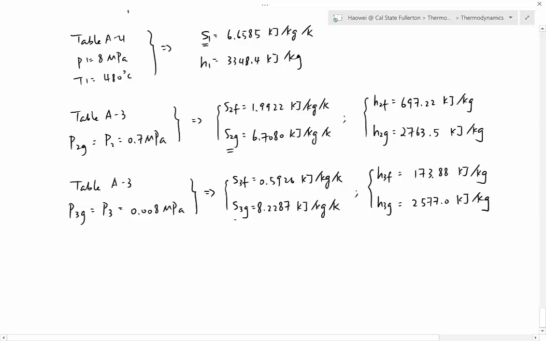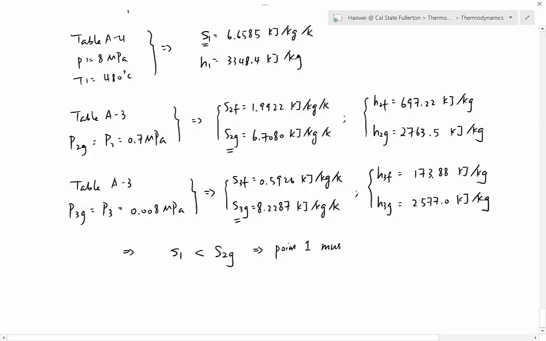Okay, so now we've found the other reference line. Now let's take a look at S1 versus S2G versus S3G. We can say that actually S1 is even less than S2G. S1 is 6.6, S2G is 6.7, so S1 is even smaller than S2G. So what is our conclusion?